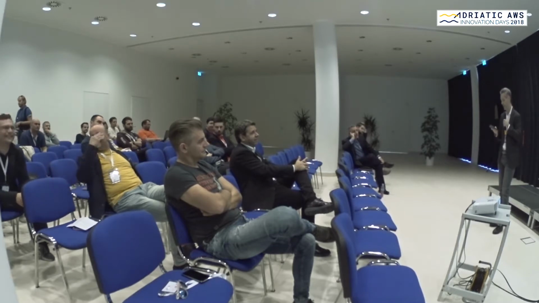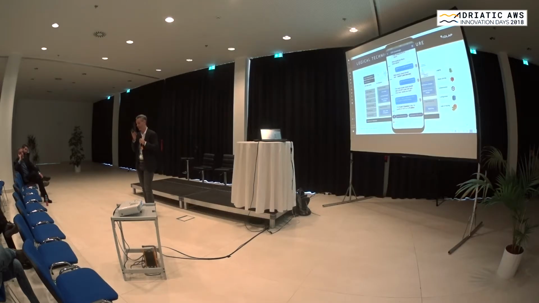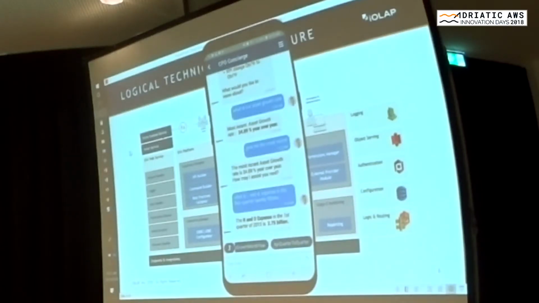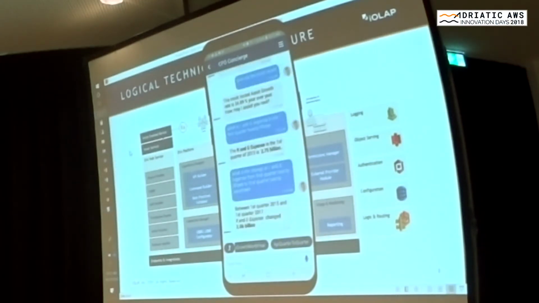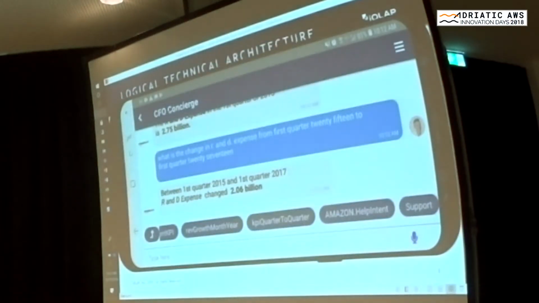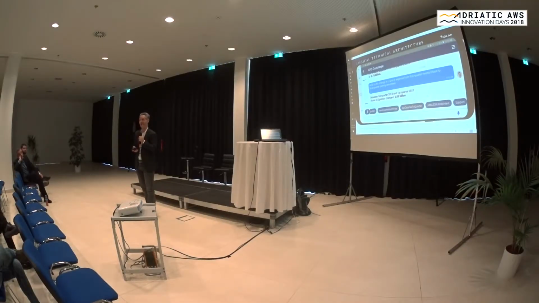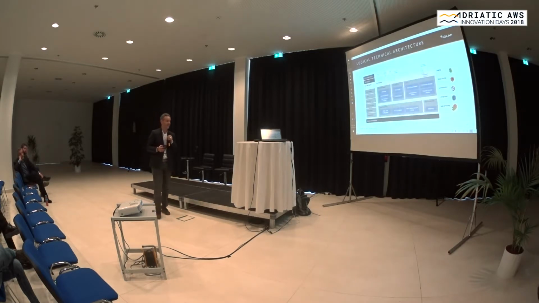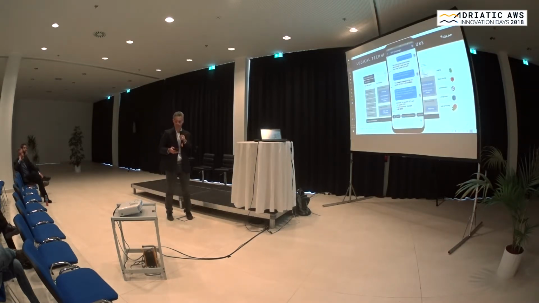If we wanted to run a calculation, what is the change in R&D expense from first quarter 2015 to first quarter 2017? R&D expense changed $2.06 billion from the first quarter of 2015 to the first quarter of 2017. So, quick math, they're doing over $4 billion in R&D expense. It's pretty nuts. So, let's look at some quick data.